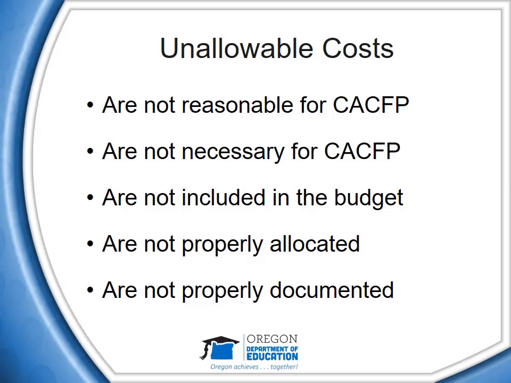Unallowable costs may not be charged to CACFP funds. Some examples of unallowable costs are costs that are not considered reasonable CACFP expenses. This would include food items such as candy, soda, and coffee. This would also include food purchased for personal use or for staff meetings or food from a restaurant. Unallowable costs are costs that are not necessary for the operation or administration of the CACFP. Examples of these costs could include art and craft supplies, diapers, or toilet paper. Costs that are not included in the approved budget are considered unallowable and may not be charged to CACFP funds.